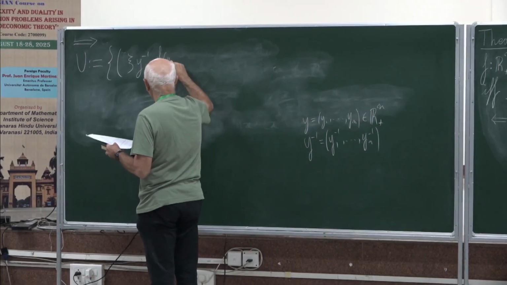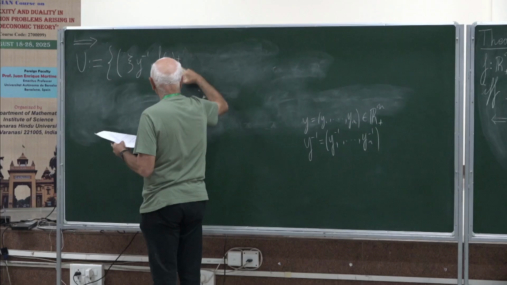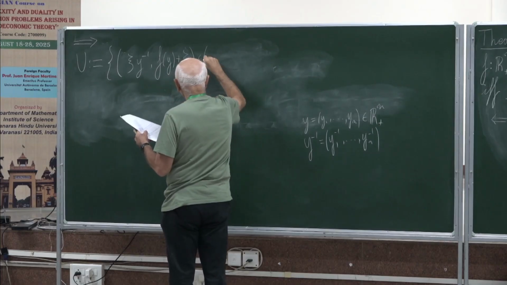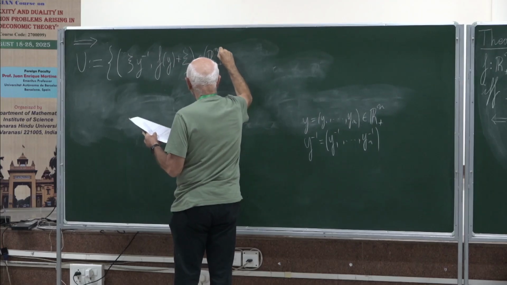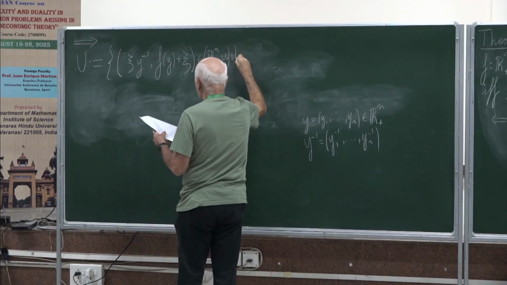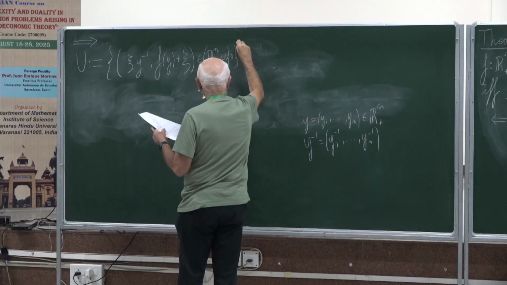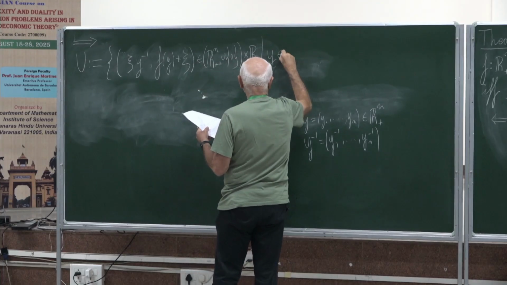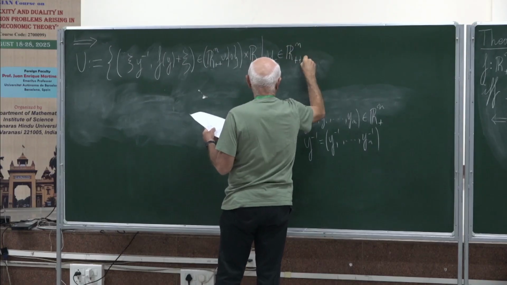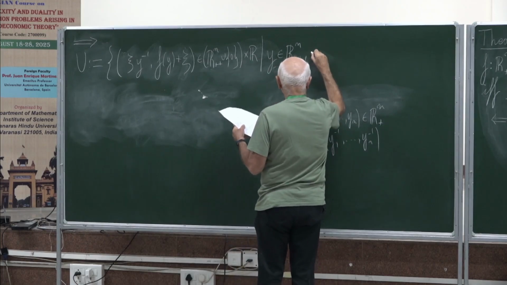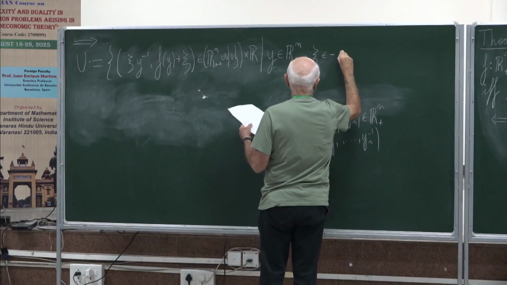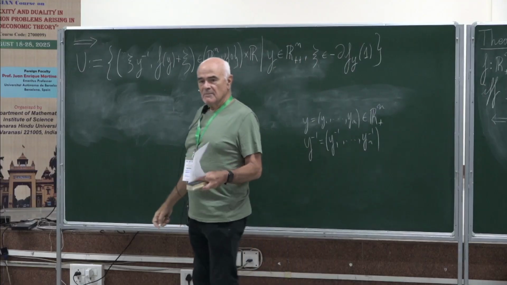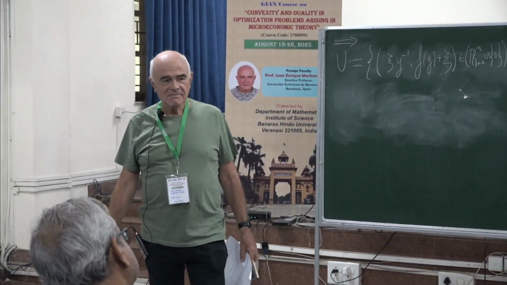Fy plus psi belonging to R plus n union 0 cross R, such that y is arbitrary in R plus n and psi belongs to minus the subdifferential of Fy at 1. A very natural U, as you see. Okay?